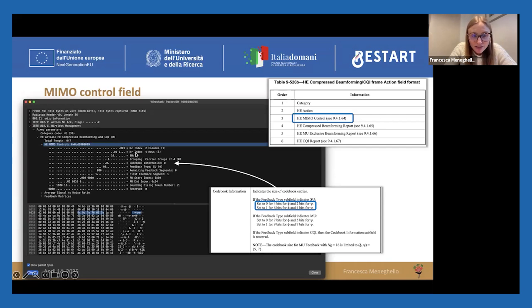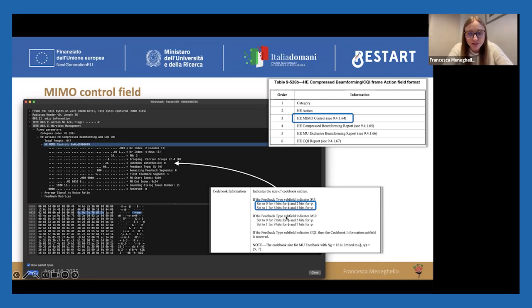Then we have the information about the number of transmitter antennas. Here we have 4 transmitter antennas. The bandwidth, these 2 indicate that we are working with 80 megahertz. And then we have other information that allows us to properly decode the beamforming feedback matrix, and in particular, this through the codebook information and the feedback type. The codebook information tells us how many bits are used to quantize the phi and psi angles. And this is to be read together with the feedback type.